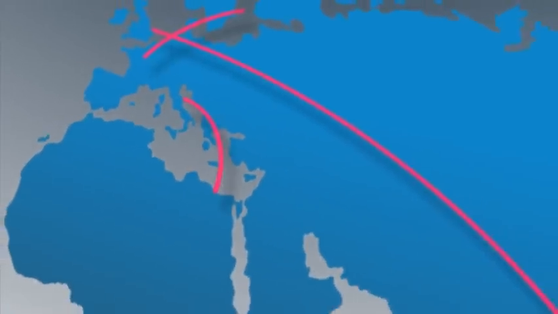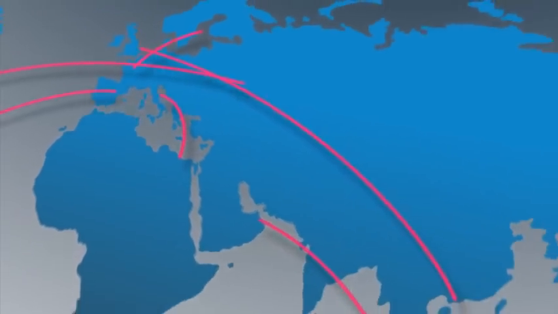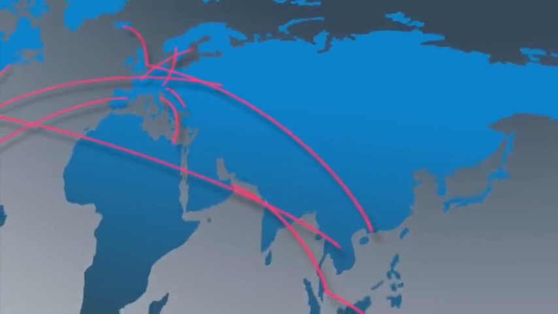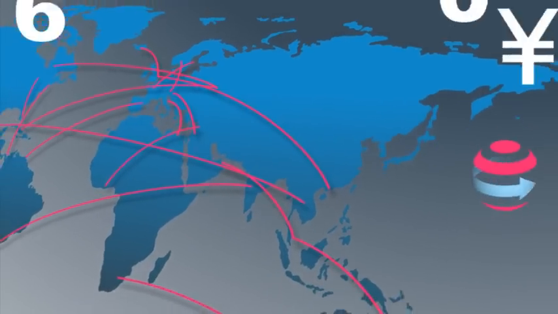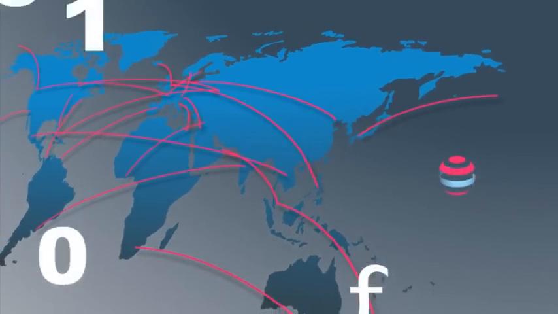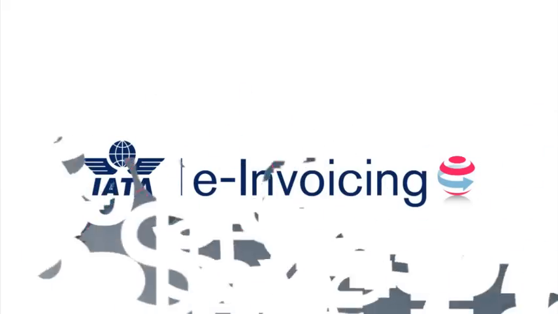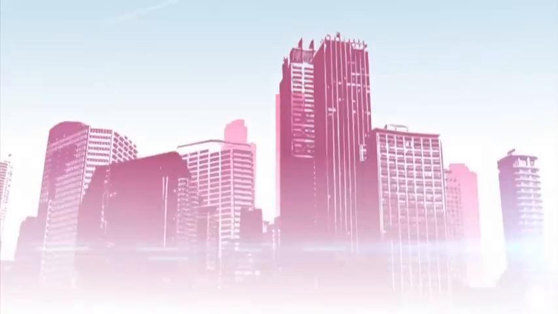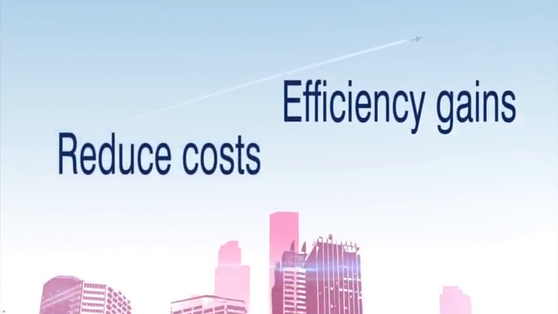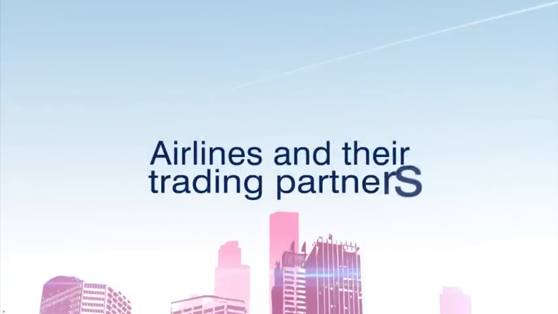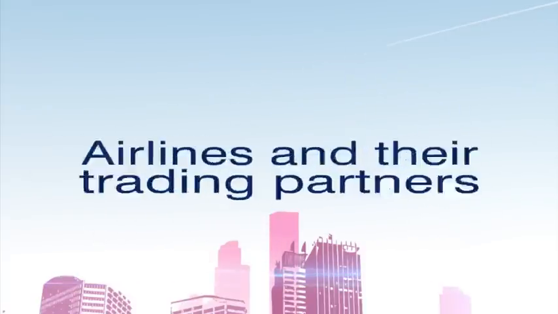Air transport has grown to become an enormously complex business. But as part of their commitment to providing simplified processes and reduced costs for its members, IATA has developed the aviation industry's leading electronic invoicing solution, IATA e-Invoicing. It's a web-based subscription service developed specifically for the airline industry to drive cost reductions and efficiency gains in the accounts payable and receivable processes of airlines and their trading partners.